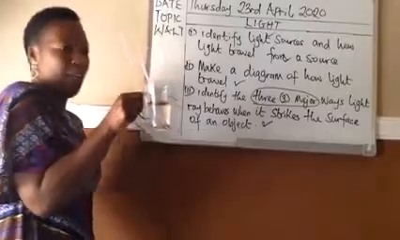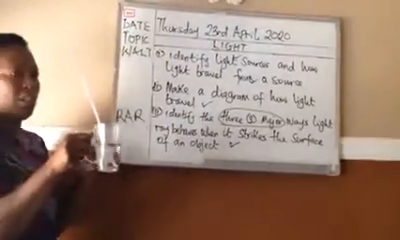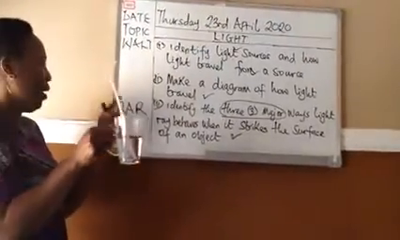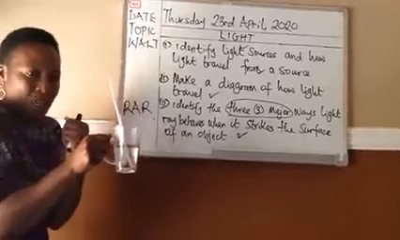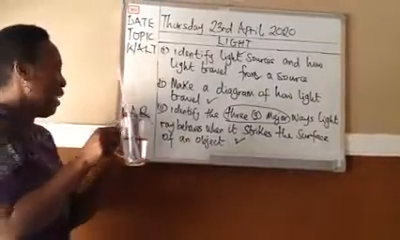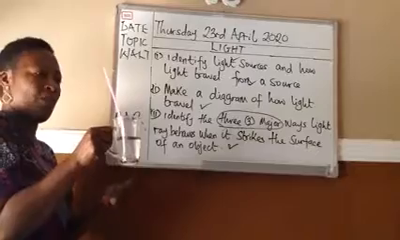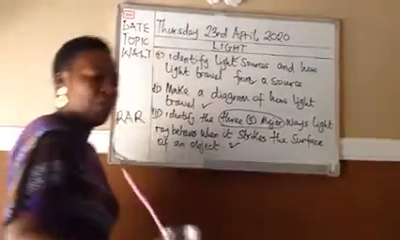So we'll go again, a quick review. Reflection is light bouncing off the object. Absorption is light soaking in the material, taking in the light, and then refraction is light bending off. So we have come to the end of the lesson.